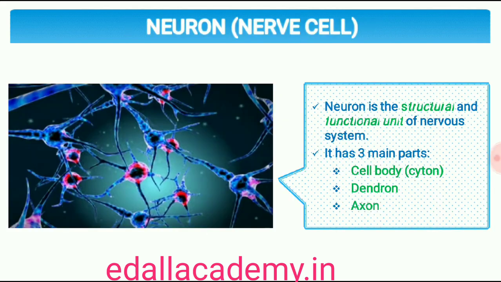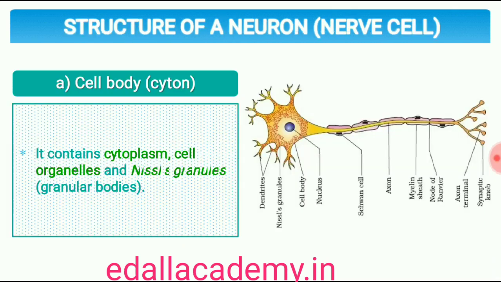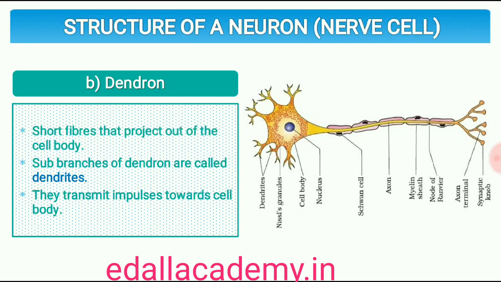21.2 Human Neural System. The neuron is the structural and functional unit of the neural system. A neuron is a microscopic structure composed of three major parts, namely, cell body, dendrites and axon. The cell body contains cytoplasm with typical cell organelles and certain granular bodies called Nissl's granules. Short fibers which branch repeatedly and project out of the cell body also contain Nissl's granules and are called dendrites. These fibers transmit impulses towards the cell body.